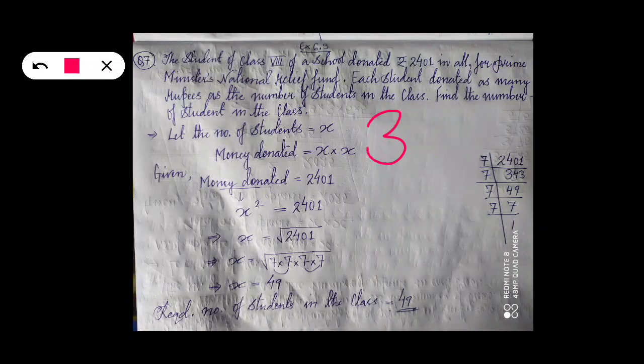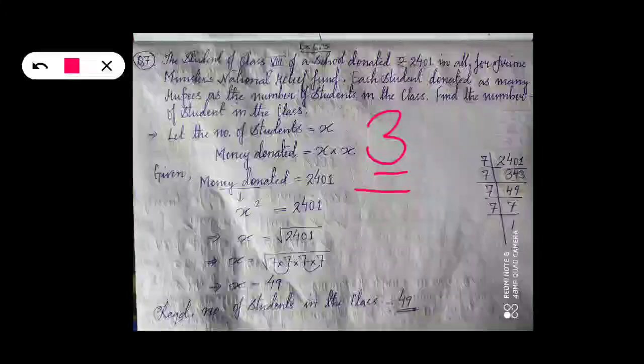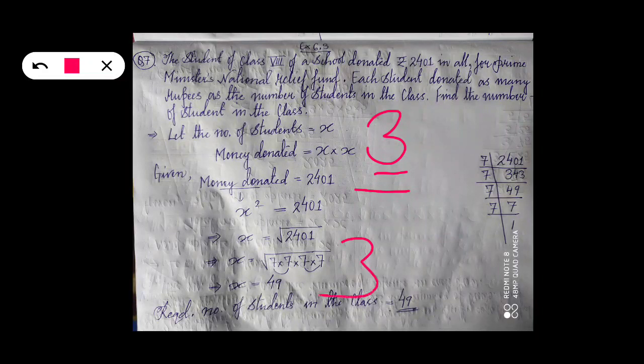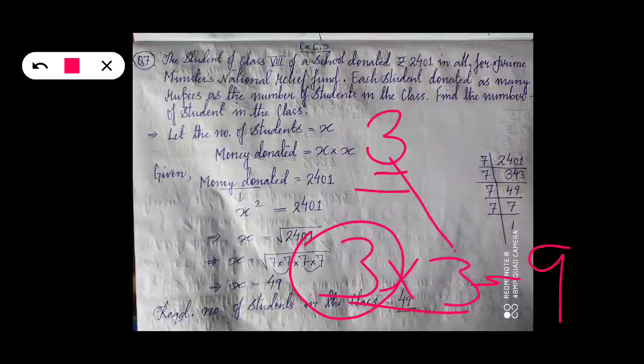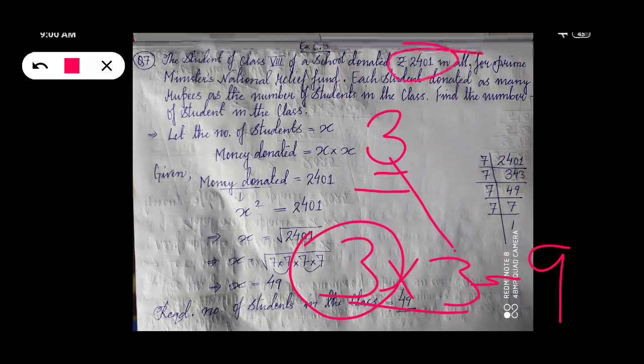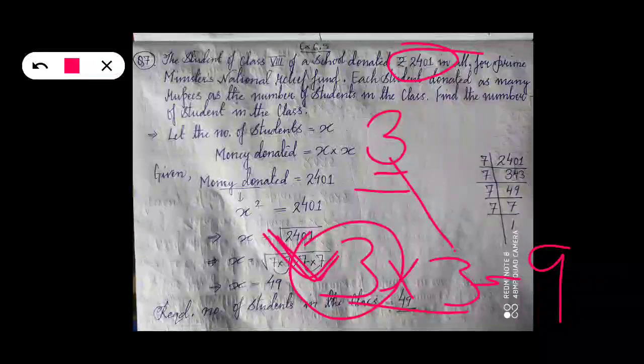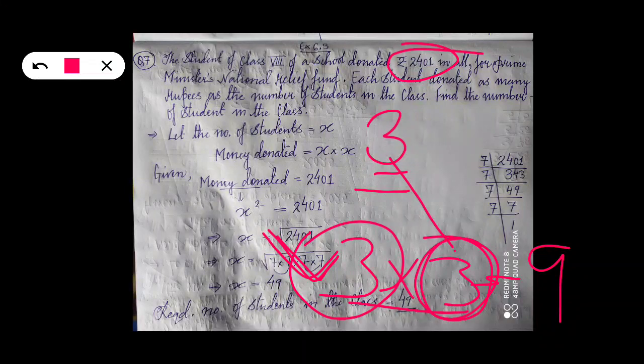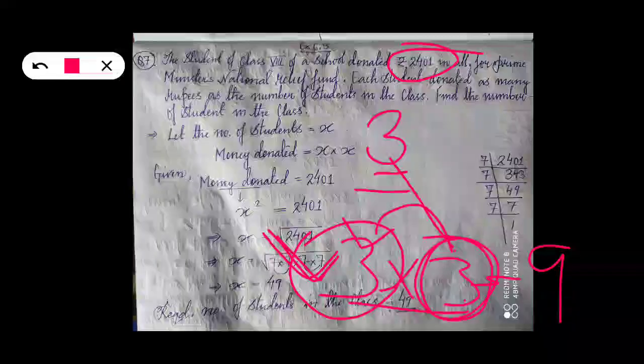Okay. If there are 3 students, each student will give 3 rupees. So 3 students will give 3 into 3. Each student is giving 3 rupees. How many students are there? 3 students. So 3 into 3, total money will be 9. So this total money is given, and it has been told that each student will give as many rupees as the number of students. How many students are there in the class? That much money each student will give.